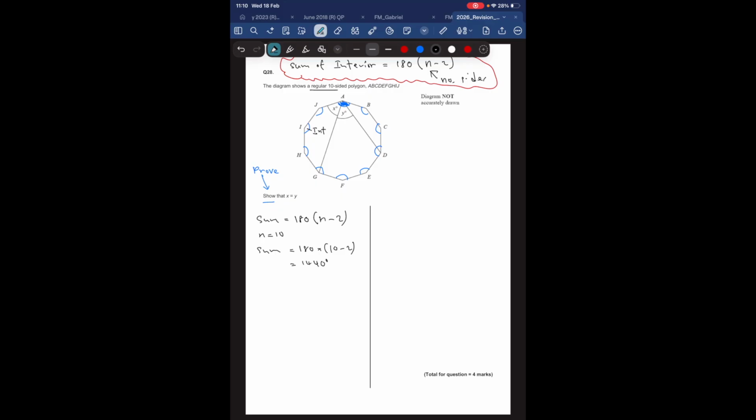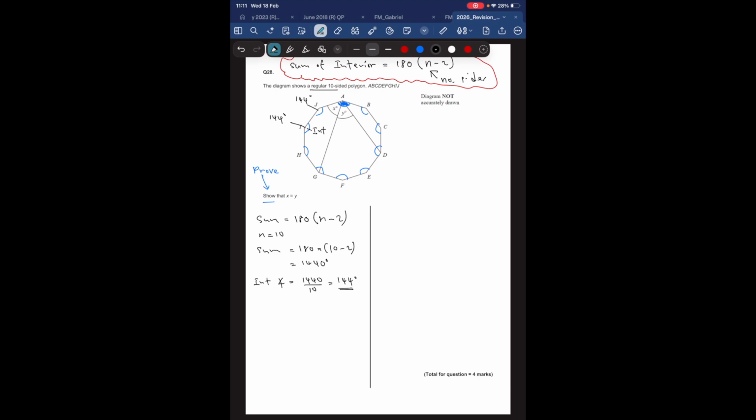That's what all of these interior angles are going to add up to around the polygon. To work out the size of one of the interior angles, we just need to take that value and divide it by 10, which gives us 144 degrees. So we know that these interior angles in the polygon are 144 degrees each.